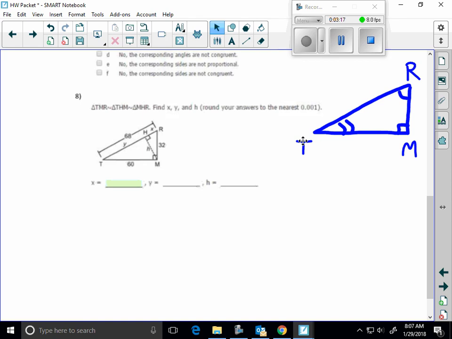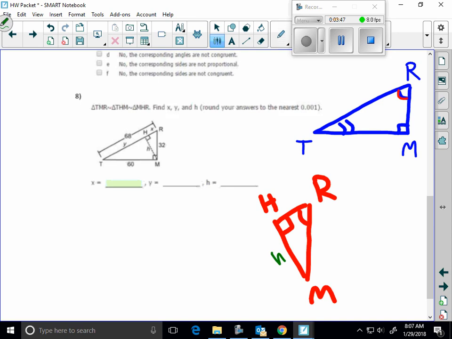Okay. Now I'm going to do this small triangle right here. And what you may or may not notice is that this angle right here is the same angle that I saw right there. Okay, could you drag and enlarge that one too? Perfect. Okay. So here we go from there. This is side H, this is side X, this is 32. This is 60, this is 32, this is X plus Y.